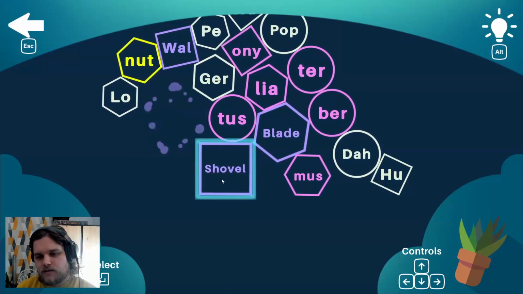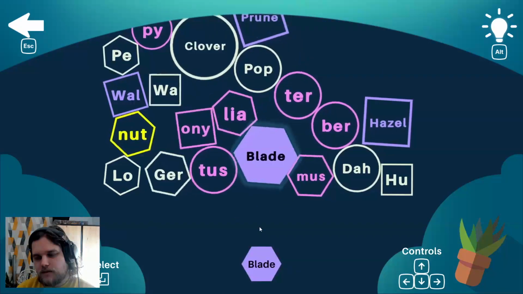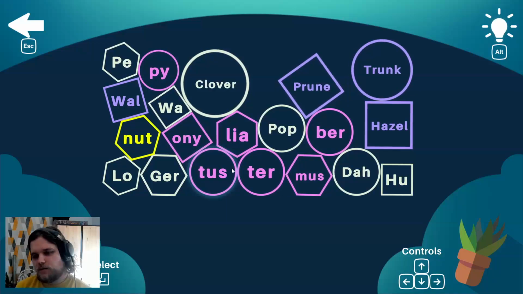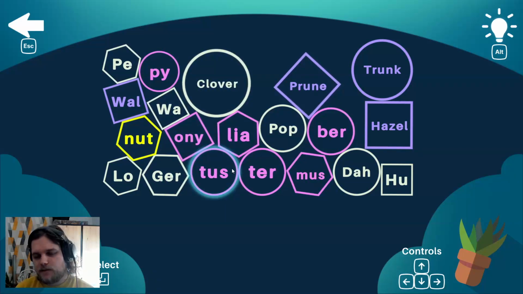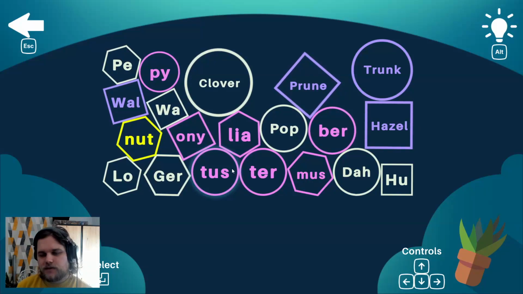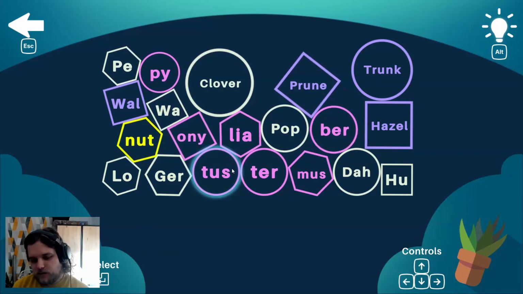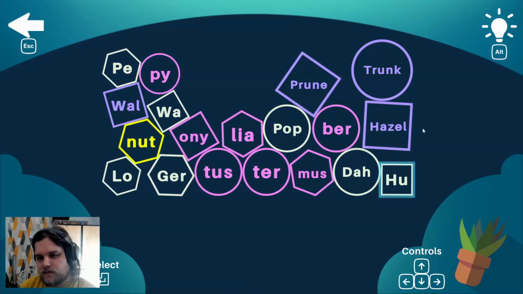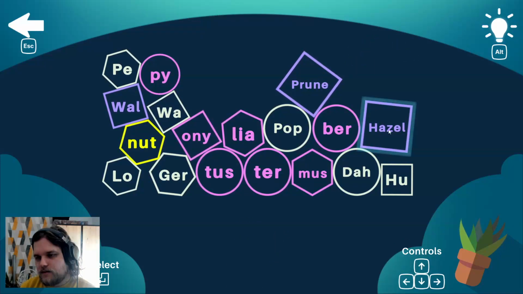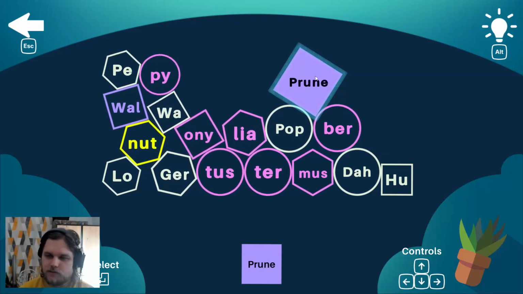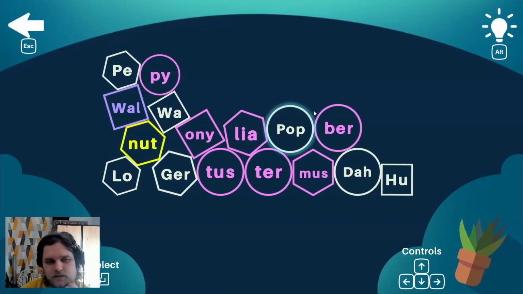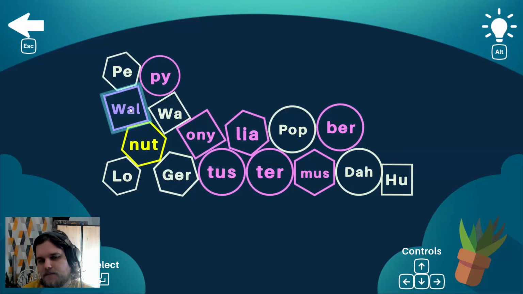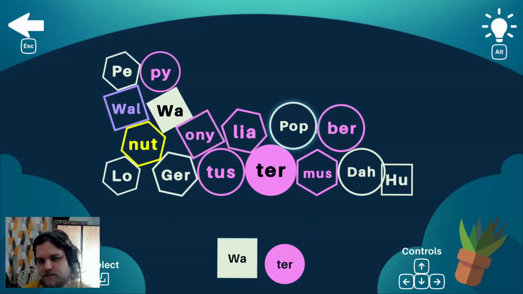Garden, travel, some blade, maple. Okay, there seems to be a lot more words put into the level, so even though there are a couple of easier ones, now there is more syllables hidden in between those words. So, clover, trunk, hazel, probably prune. Last easy one. Still, I'm left with a lot more syllables now. So probably water again. Yeah, it's here.